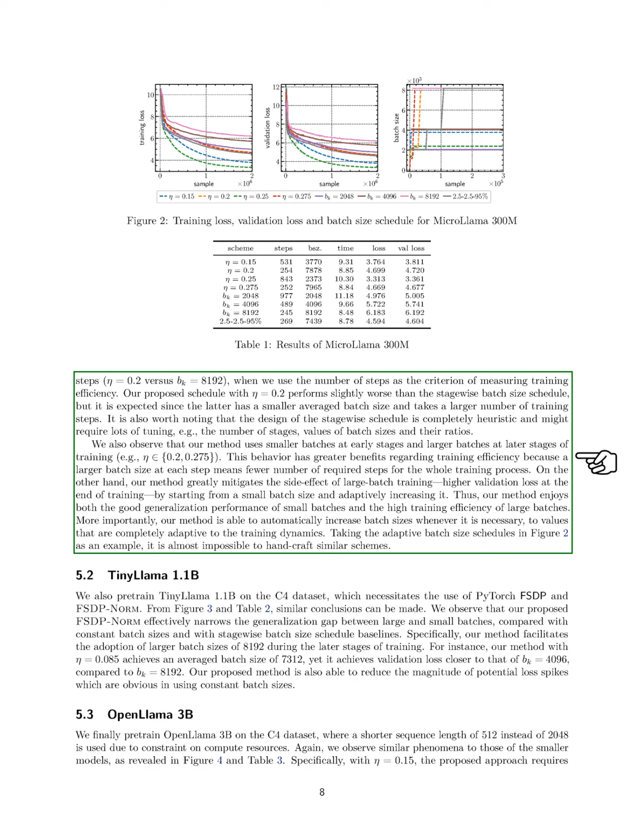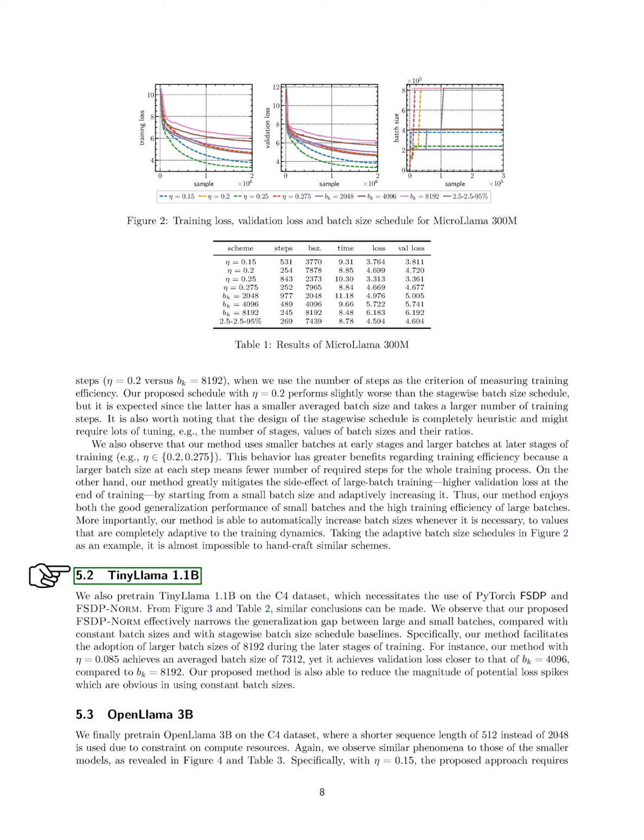We also notice that our method starts with smaller batches and increases to larger ones later in training, which enhances training efficiency by reducing the total number of steps needed. Importantly, our approach minimizes the negative effects of large batch training, such as higher validation loss at the end, by beginning with small batches and increasing them adaptively. This allows us to benefit from both the good generalization of small batches and the efficiency of large batches.